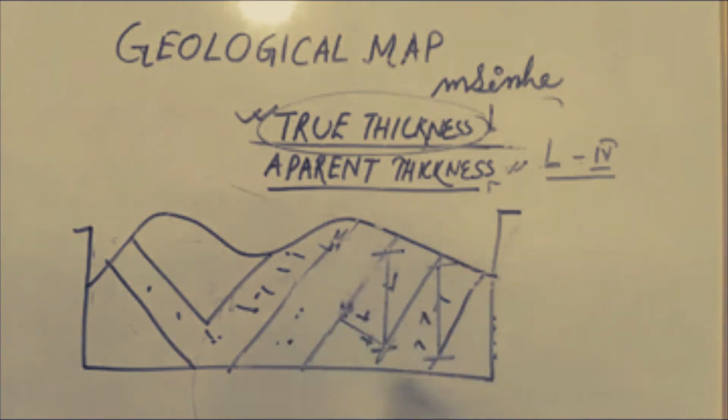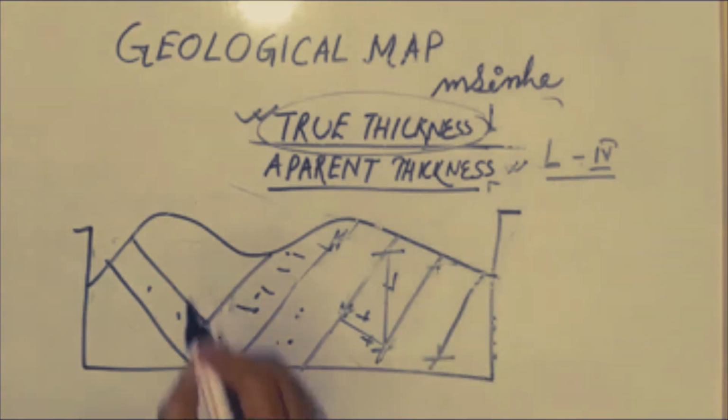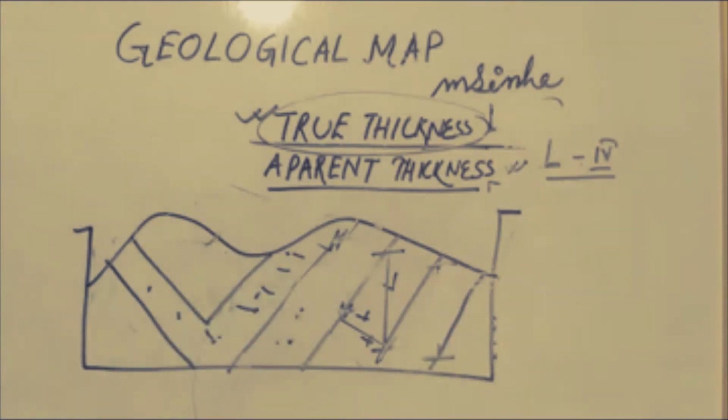Suppose this is the topmost layer. How will we calculate the width or the thickness, the apparent or true thickness, of that plane? It's very difficult to calculate the thickness for the topmost layer of the geological map and the bottom layer of the geological map. You can see only one thing.